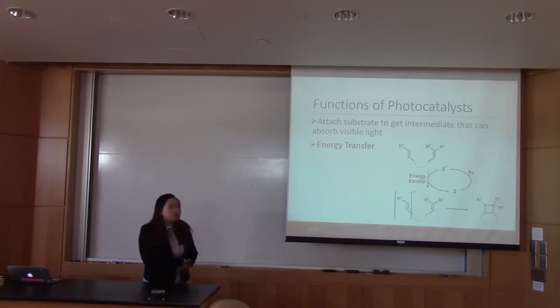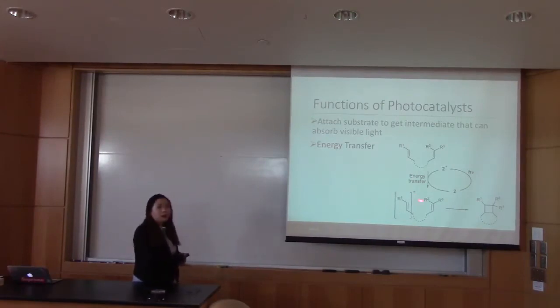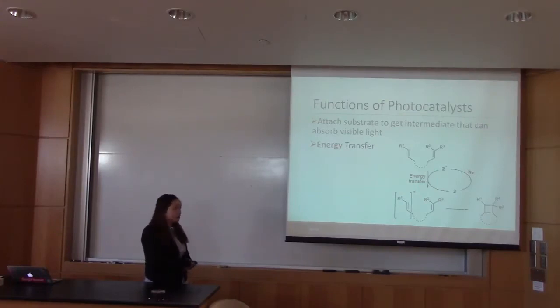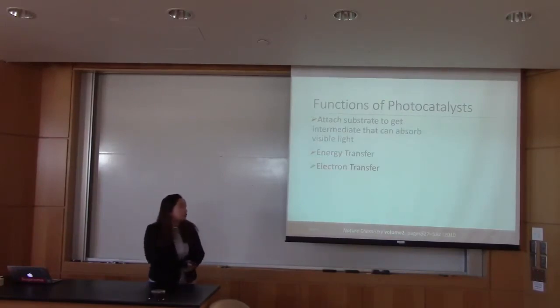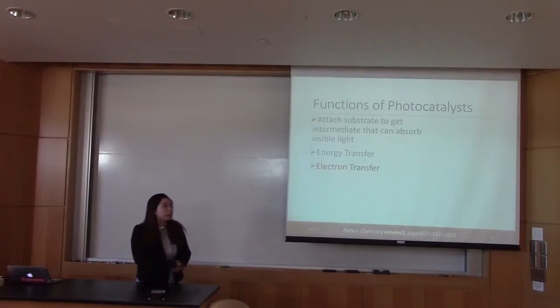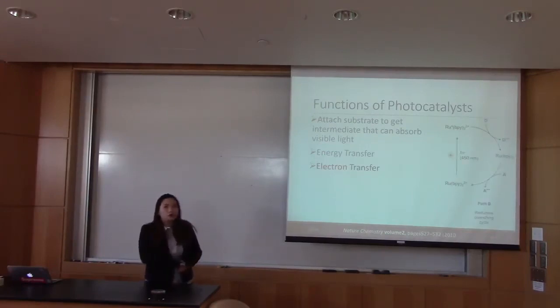Energy transfer is when the photocatalyst gains energy from the light, and then transfers the energy it gets from the light to the substrate, and makes this carbon-carbon double bond go to an excited state and give a radical intermediate. Then it can easily react with another double bond and form a ring. And the last function is electron transfer. Electron transfer is when the photocatalyst transfers an electron to do oxidation or reduction reactions.